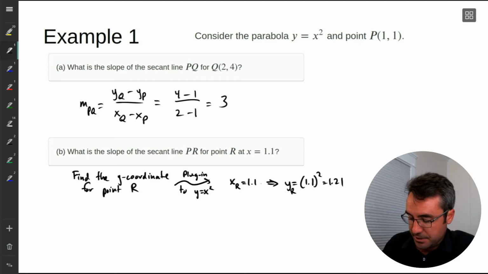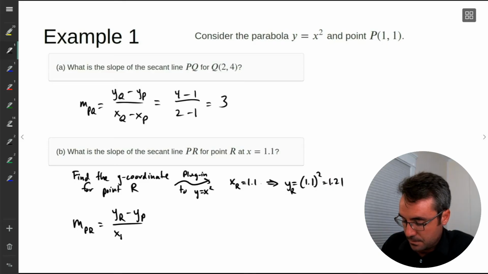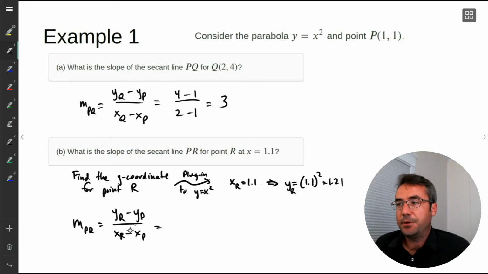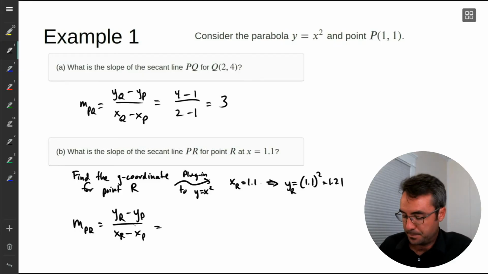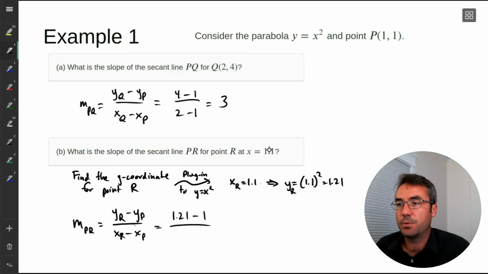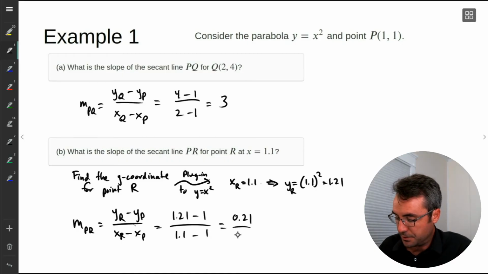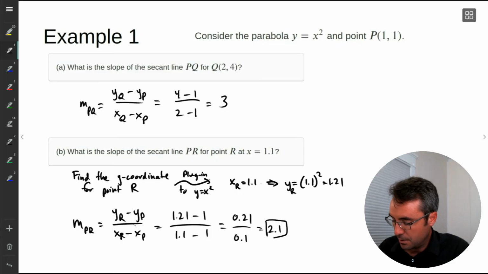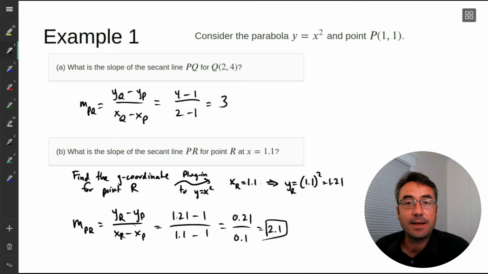Now, we want to find the slope then. So now that we have both coordinates, it just becomes using that same slope formula: the difference of the y coordinates in the numerator, over the difference of the x coordinates in the denominator. We have 1.21 minus 1, and then our difference of our x coordinates. Our x coordinate from point R is 1.1, and our x coordinate from point P is 1. If we do the arithmetic here, we end up with 0.21 divided by 0.1. And when we divide by 0.1, really we're just moving the decimal place over 1 unit. So this is just 2.1. And there we go. We have our slope of the secant line for these 2 points.